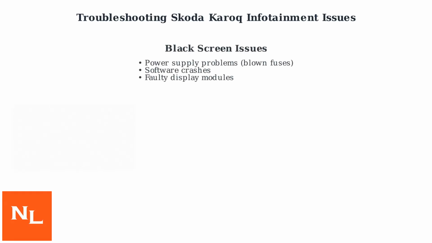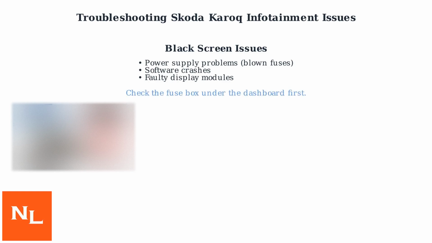Experiencing a black screen or no audio in your Skoda Karoq's infotainment system? Here's a quick guide to potential causes and fixes. Black screens often result from power supply problems like blown fuses, software crashes, or faulty display modules. Check the fuse box under the dashboard first for blown fuses.